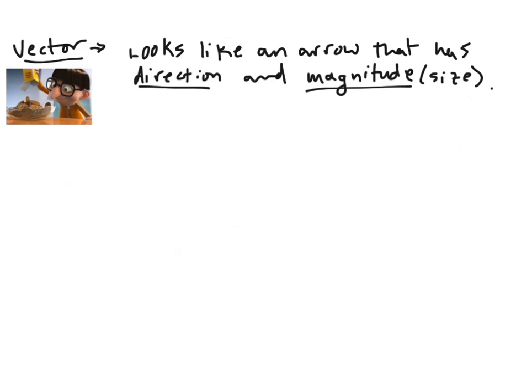It looks like an arrow that has direction and magnitude. So it points in a certain direction, and the length of the arrow tells you how far you're going.